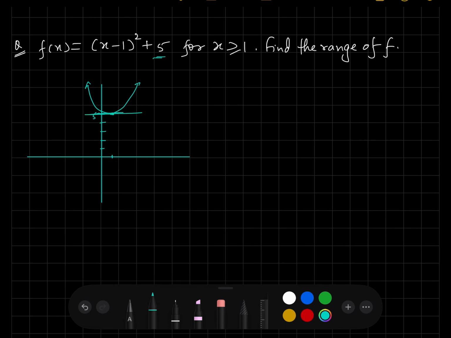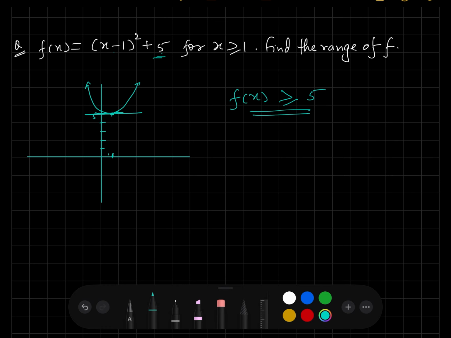So 5 plus something, and they are saying x greater than 1. For x greater than 1, when x is 1, my value is 5. When x is 2, it will always be greater than that. So the range of f(x) is always greater than or equal to 5. Understood? So this is how we find out the range.